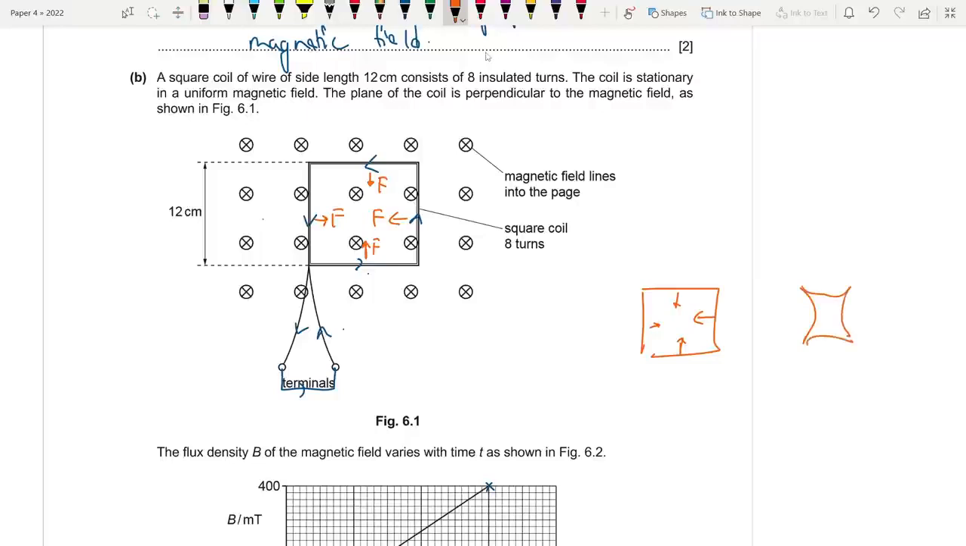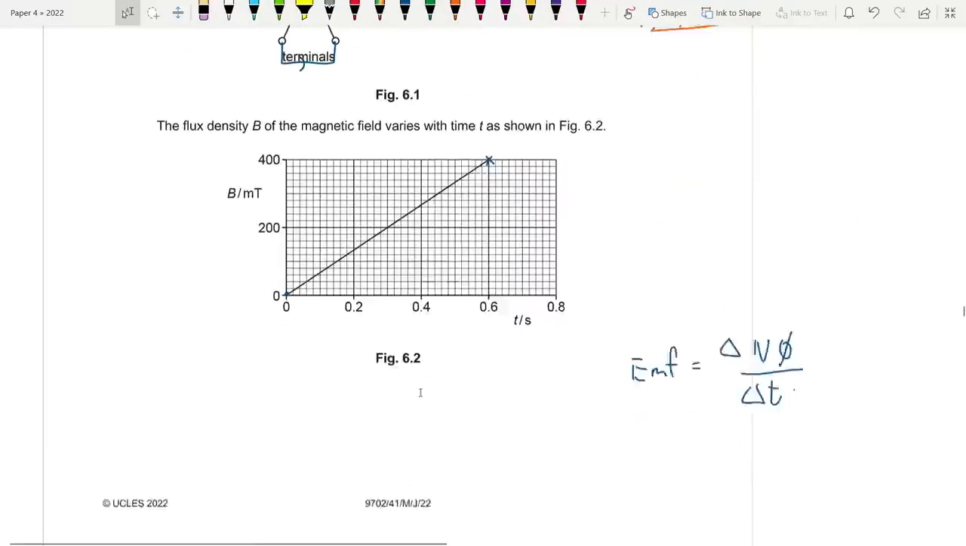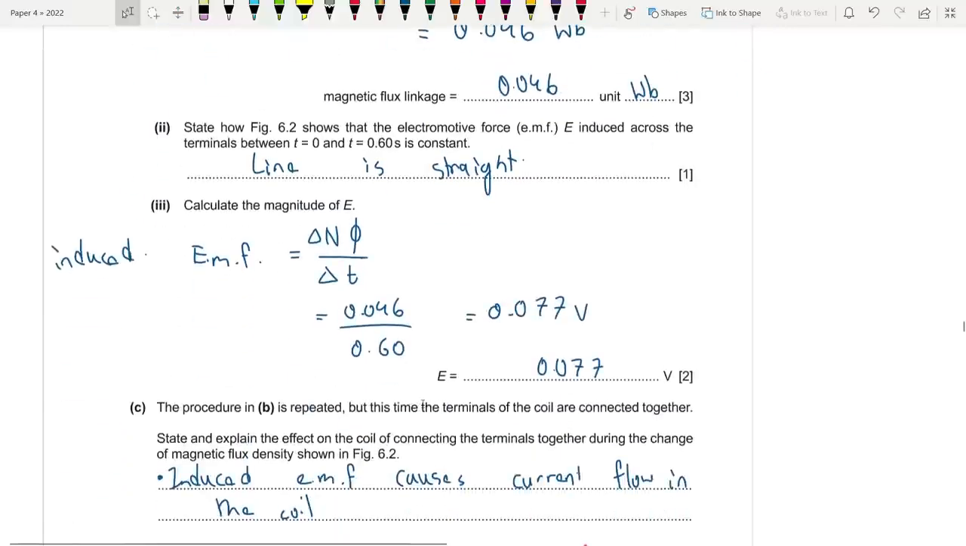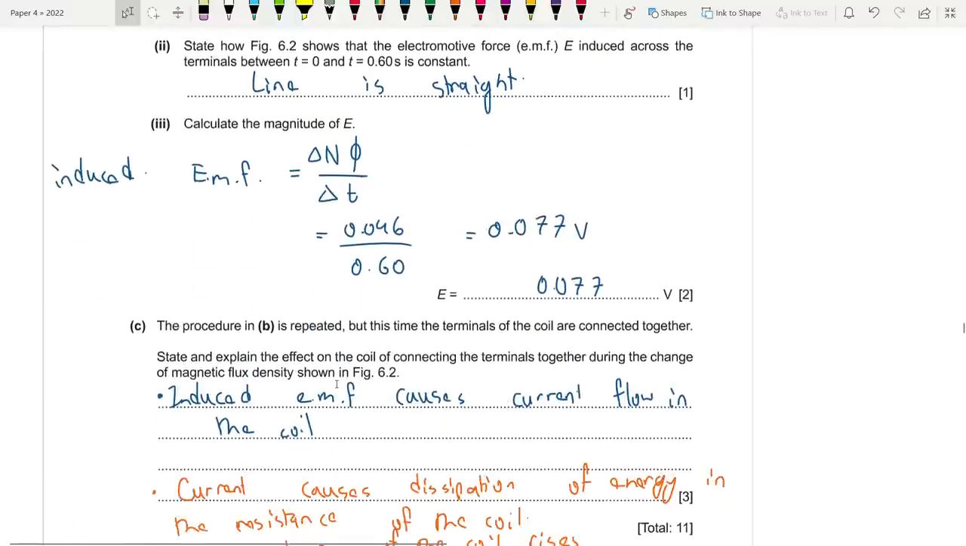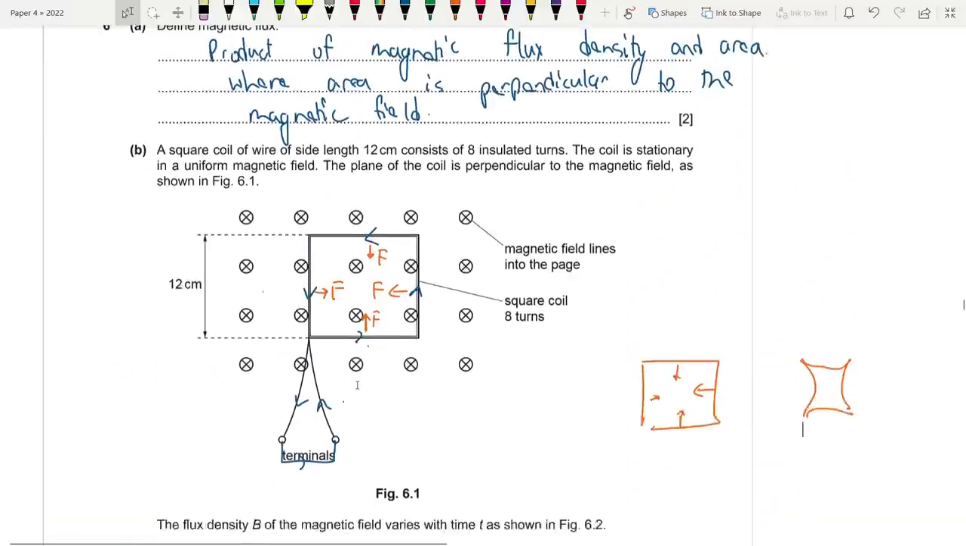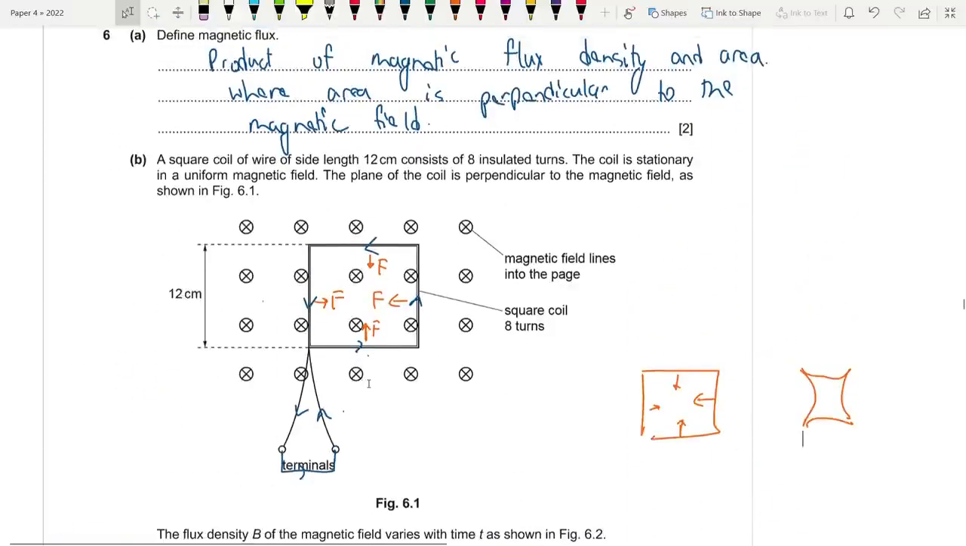But my question is, how are we sure that the direction of the current is in this side? Is there any way we can confirm? We don't know the positive or negative terminal either, right? So the procedure is repeated, but the terminals are connected together. Magnetic field into the page.